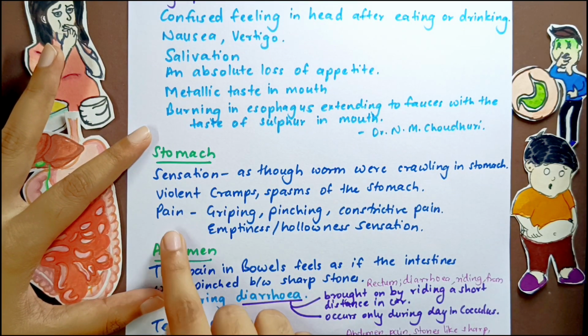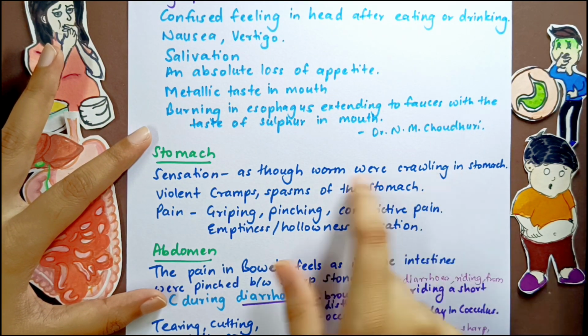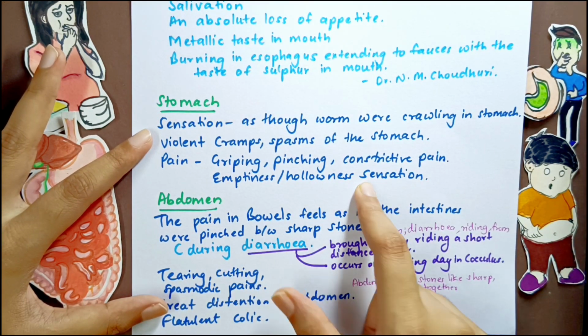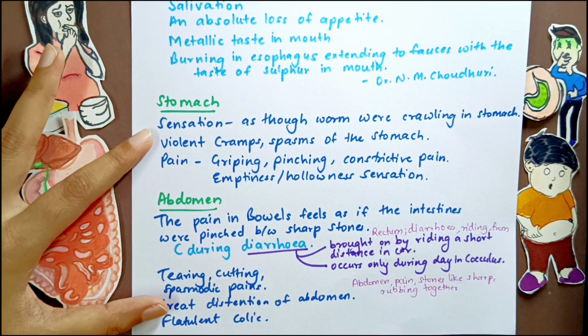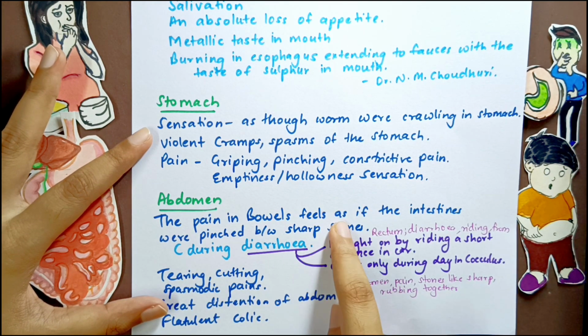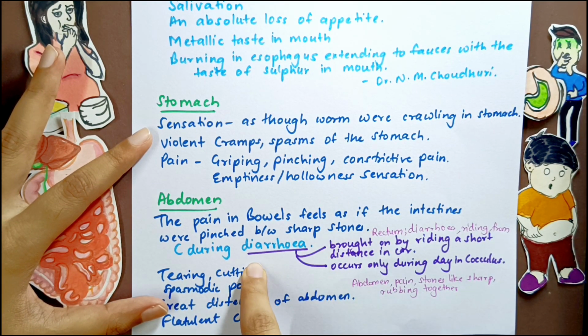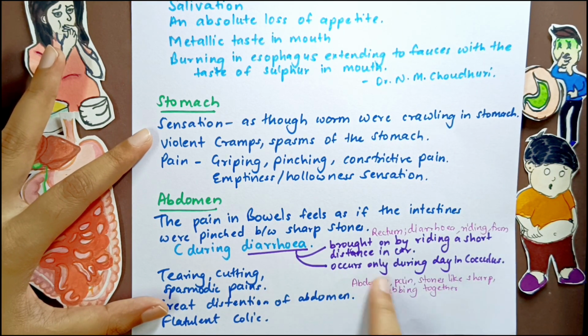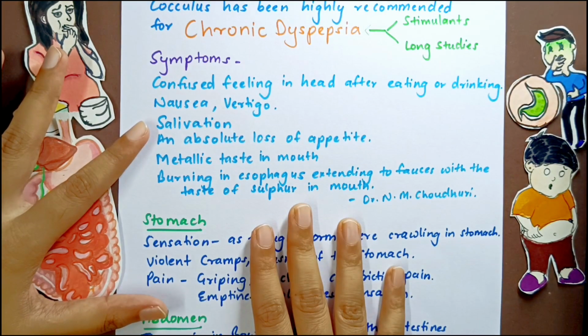And in the stomach, you have to remember this crawling kind of sensation is also there in this remedy. Cramps and all is okay. Emptiness or hollowness, you can write obviously, or you can think of it obviously, because this is a characteristic sensation of this remedy. So any part you talk about, this is going to be there. In the abdomen, you have to remember that this kind of sensation is there, and especially during diarrhea. Why is there diarrhea? It can be due to riding in a car, and it occurs only during the day, which you should not forget. That is what you have to remember about the GIT of this remedy.